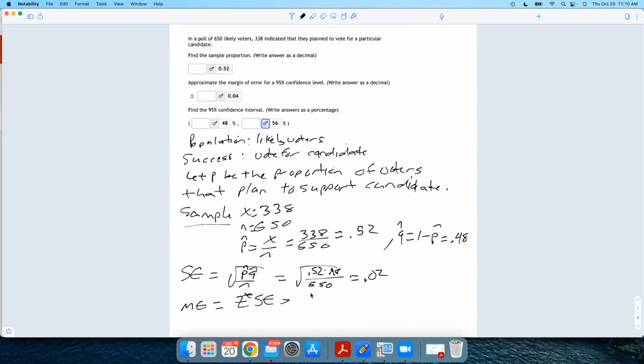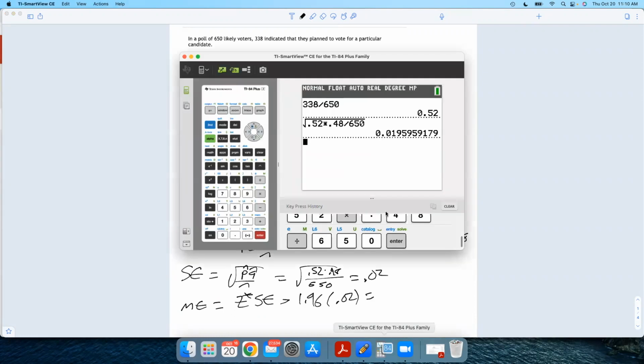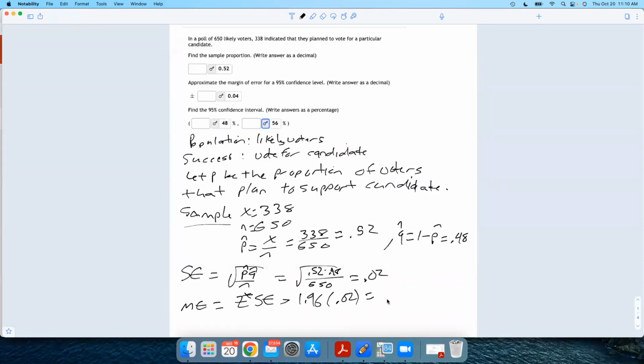But the Z star for 95% is 1.96 times 0.02. I'm just going to take that last answer, just times 1.96, and we get about 4%. There's our margin of error. They rounded quite a bit there. I would have put 0.038, but whatever.